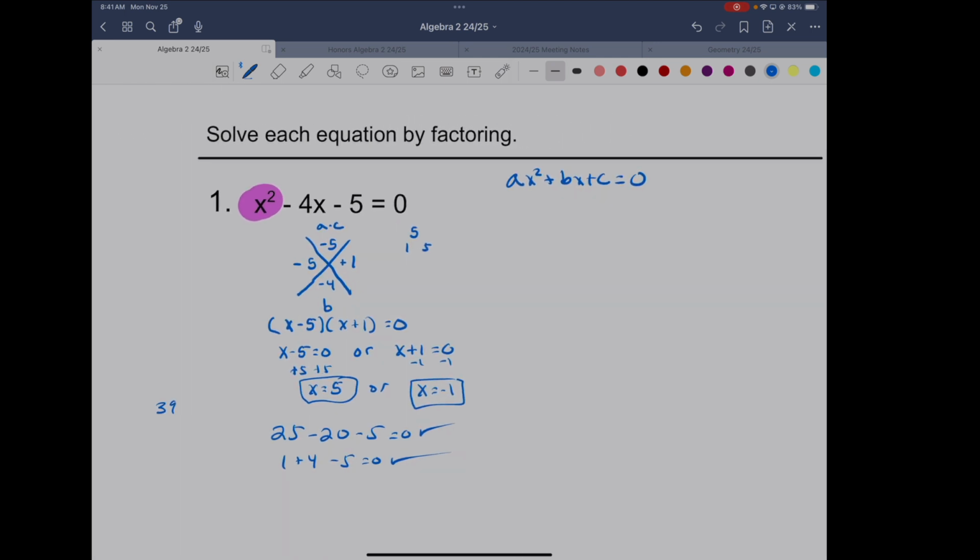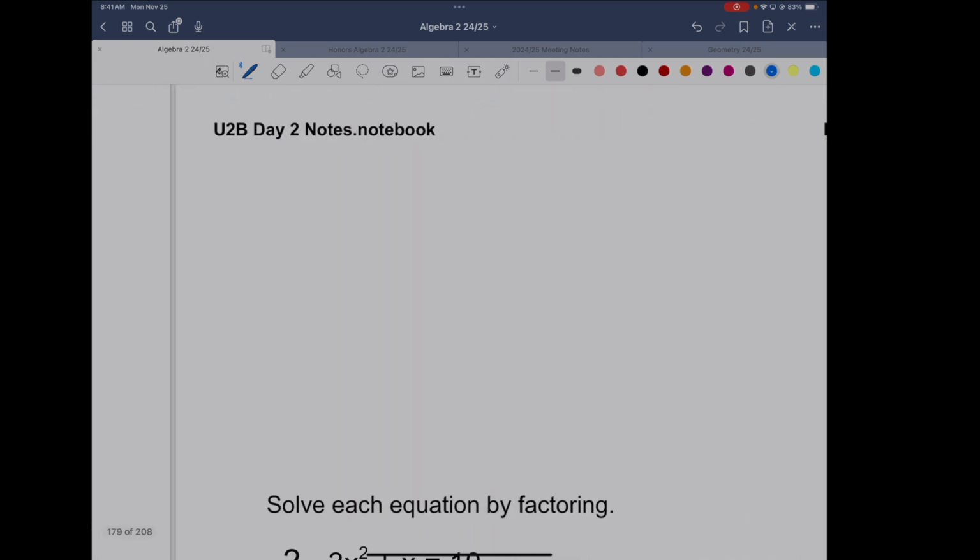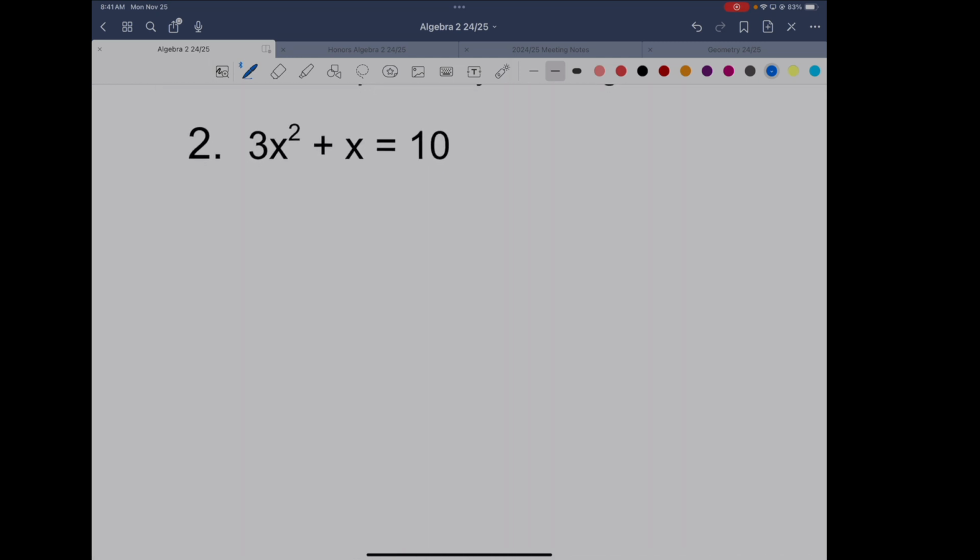Right? So step 1, make sure it's in standard form. If you have a trinomial, if you have an ax squared plus bx plus c. So when we look at the next one, notice the next one isn't in that form. We've got 3x squared plus x equals 10. Because I have an a value, a b value, and a c value, first thing we need to do is set it equal to 0.